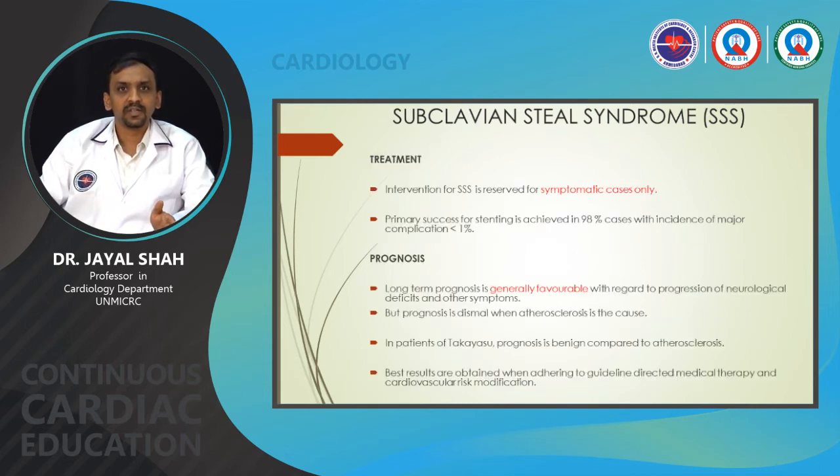So treatment is reserved for symptomatic cases only, and primary success for stenting is achieved in 98% of cases, and the complication rate is less than 1%. As far as the prognosis is concerned, the long-term prognosis is excellent with regard to progression of neurologic symptoms and other symptoms, but prognosis is usually dismal when atherosclerosis is the cause. And as far as Takayasu is concerned, the prognosis is benign compared to atherosclerosis.